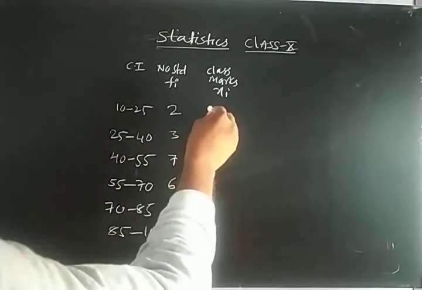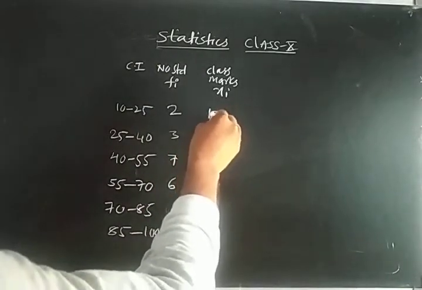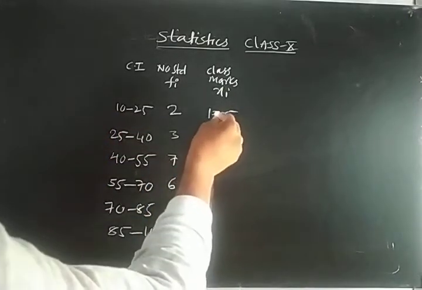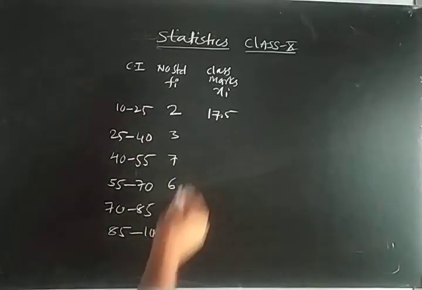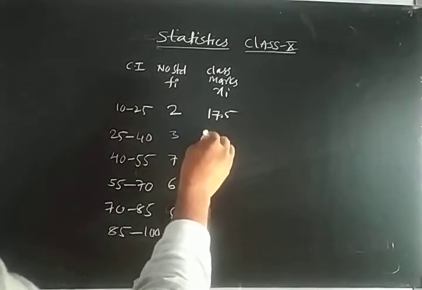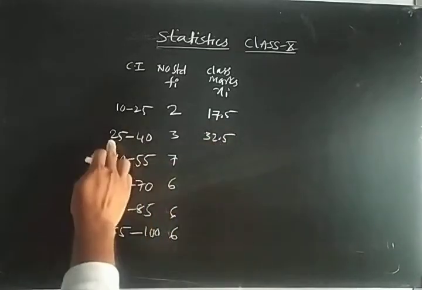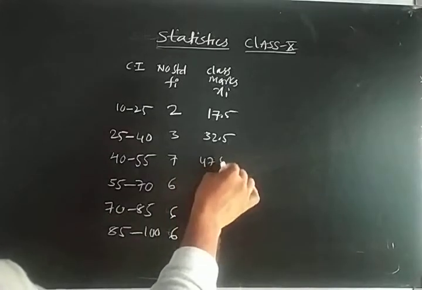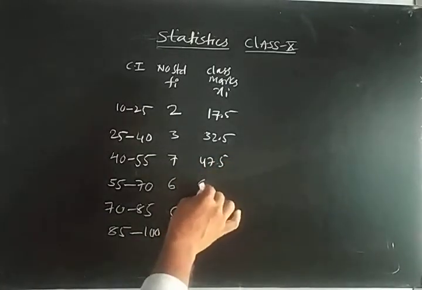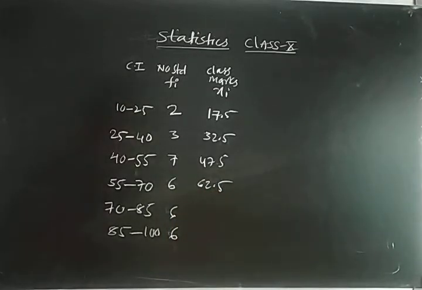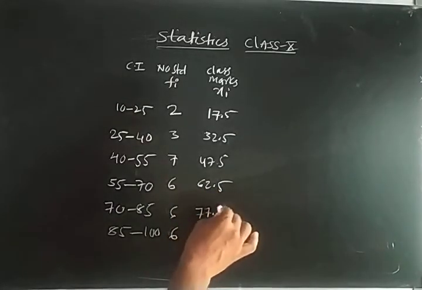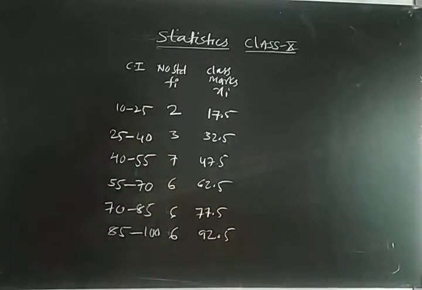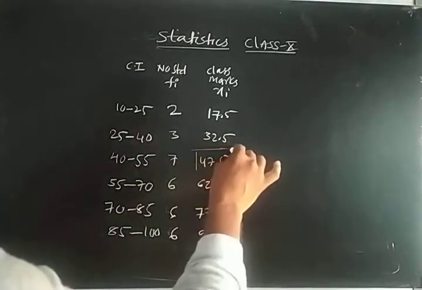Class marks we already found in the previous problem: 17.5. How to find the class mark? 10 plus 25 by 2. The average of the lower limit and upper limit of the interval is known as the class mark. 17.5, next 32.5, which is obtained by 25 plus 40 by 2. Next 47.5, next 62.5, next 77.5, next 92.5. These are the class marks.